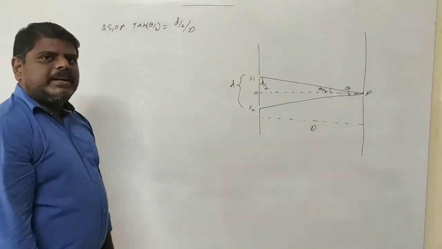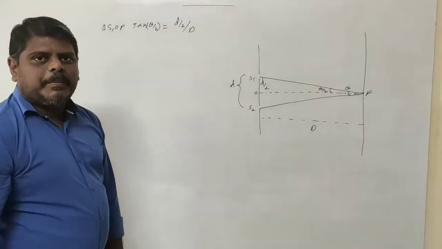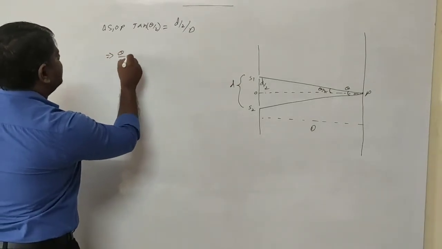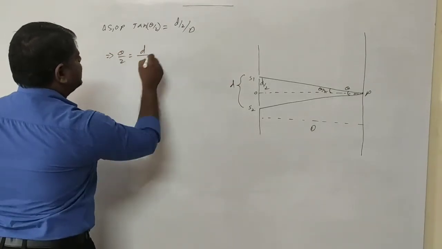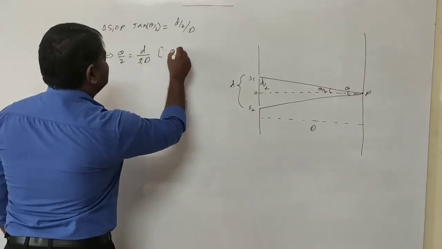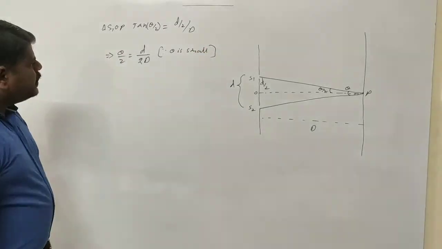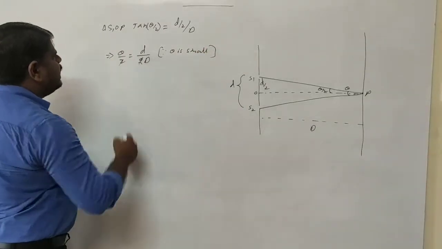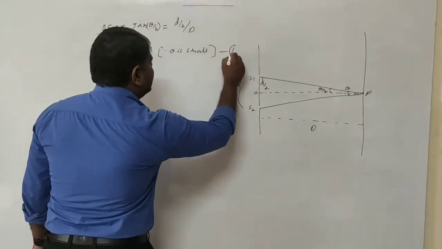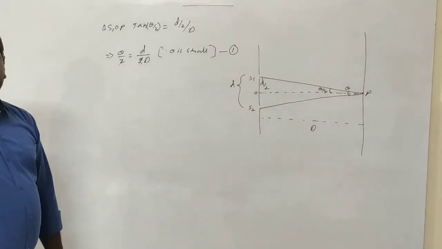In the problem it is clearly mentioned that the theta value is very small. If theta is very small, then tan theta is approximately equal to theta. So you can write theta by 2 is equal to d by 2 into capital D, since theta is small. The 2 is going to be cancelled here. Call it equation number 1. Now we can write down the formula of the fringe width.